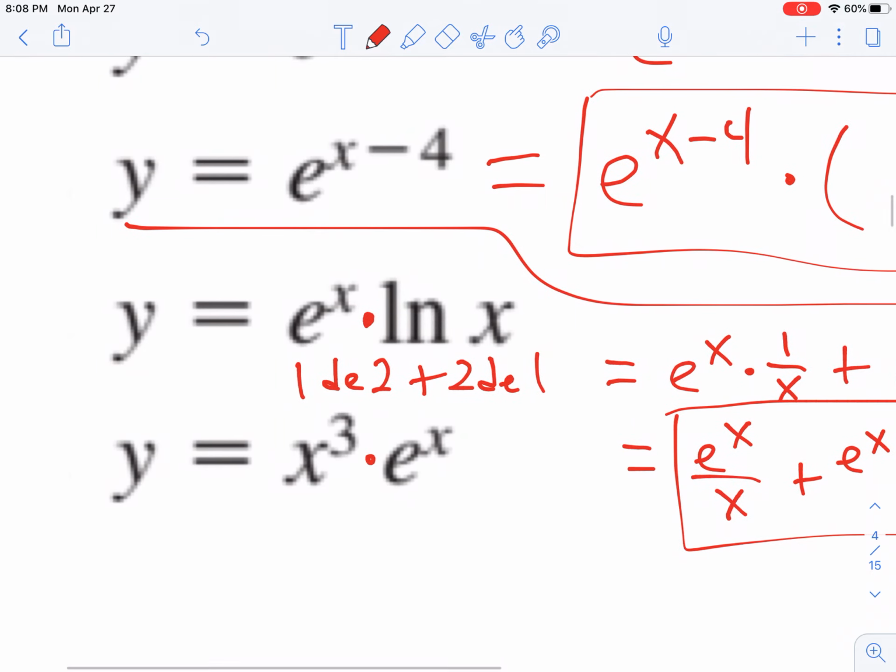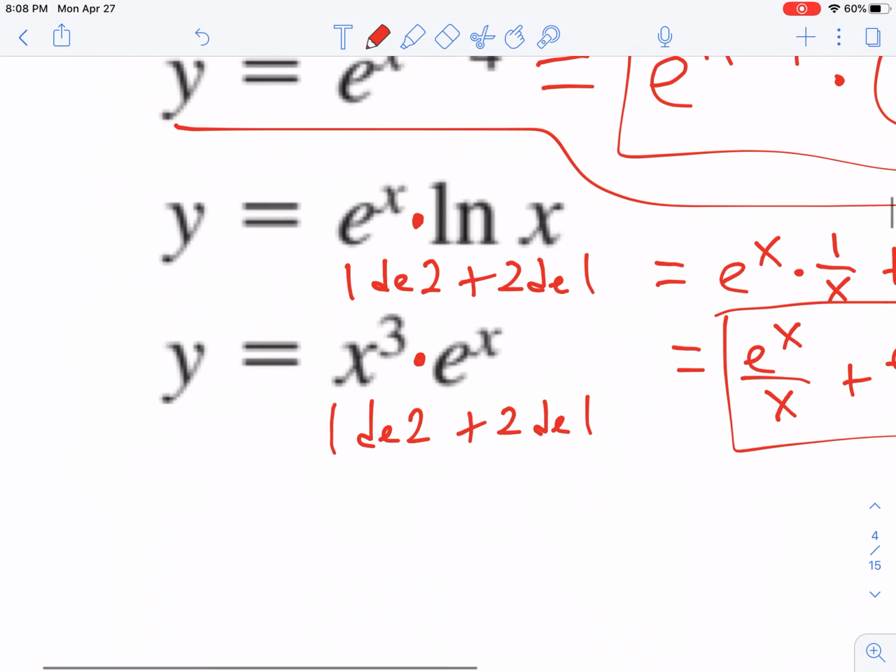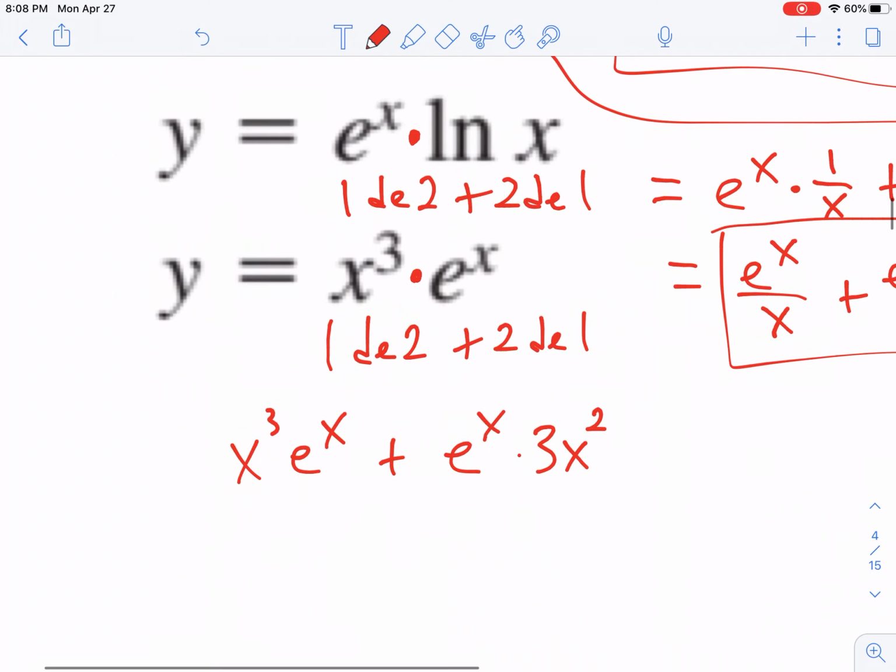Same deal in this one. It's a product rule. So 1d2 plus 2d1. The first thing is x cubed times the derivative of the second thing, so e to the x, its derivative is just e to the x. Plus the second thing, which is e to the x, times the derivative of the first thing, which is going to be 3x squared. And then you just clean it up.